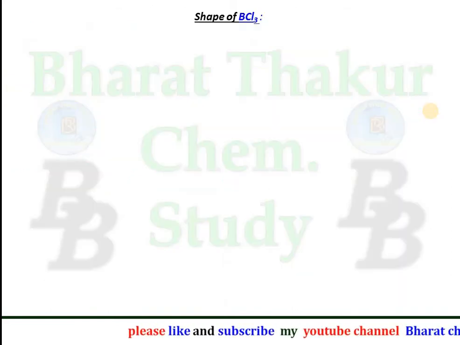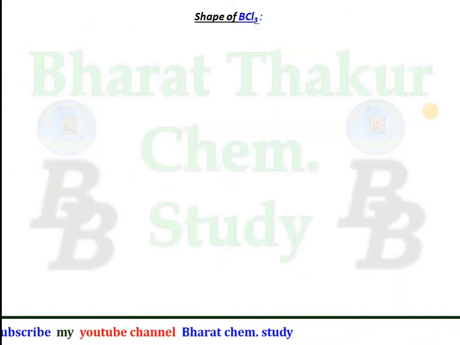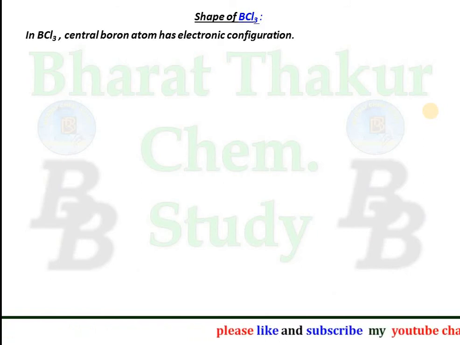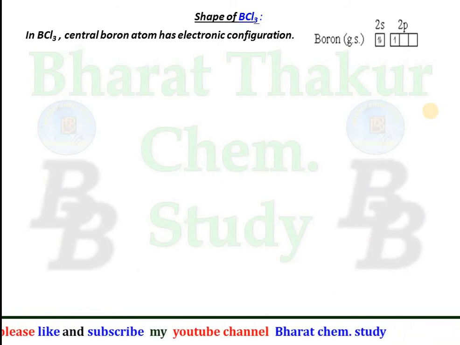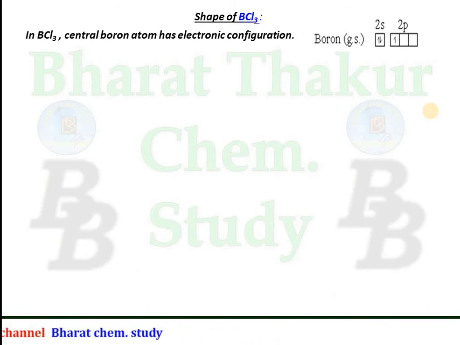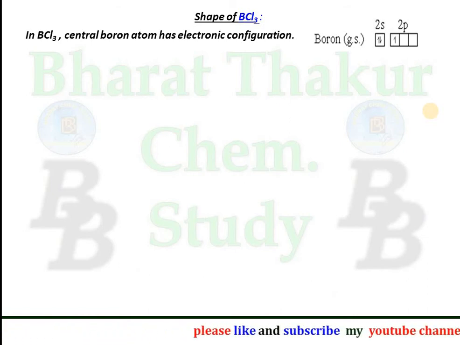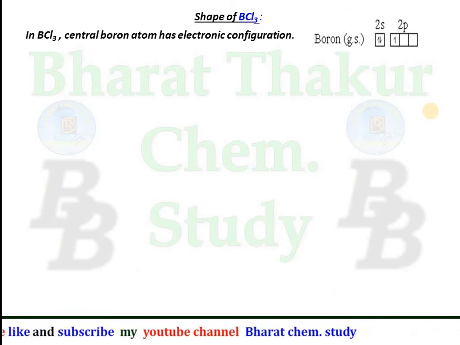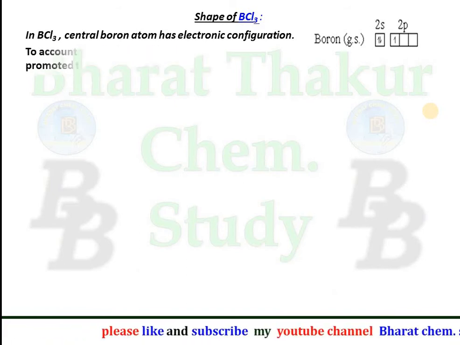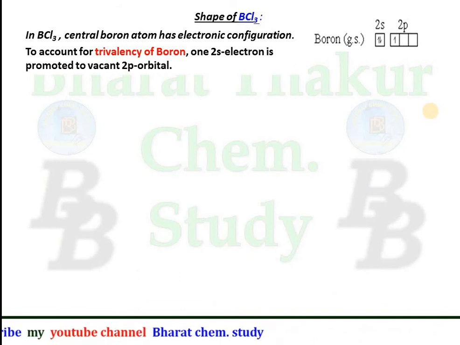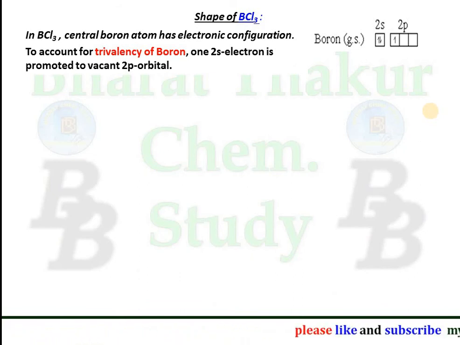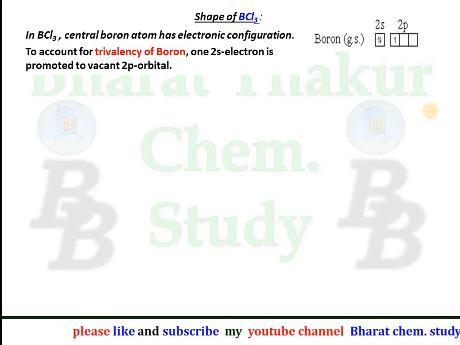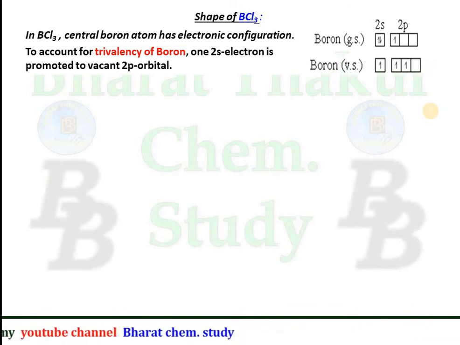Now we will explain the shape of BCl3 on the basis of hybridization. The electron configuration of boron is 2s2 2p1, and because it is clear from the formula that boron forms 3 bonds, it must have 3 half-filled orbitals. So to account for its trivalency, that is, to form 3 bonds, it will promote one of its 2s electrons to a vacant or empty 2p orbital and will have 3 half-filled orbitals like this.